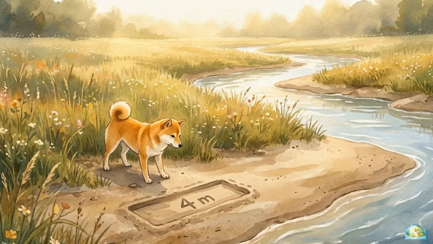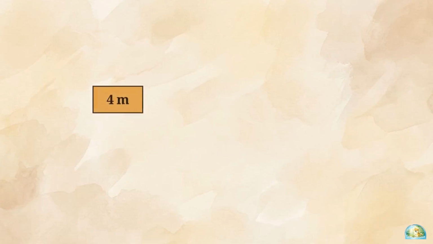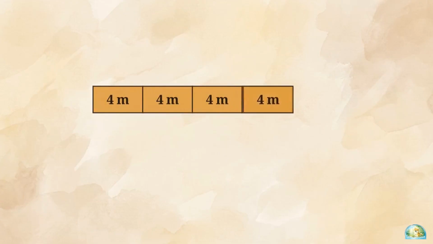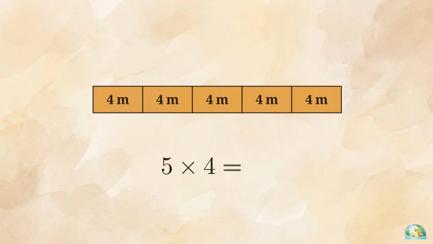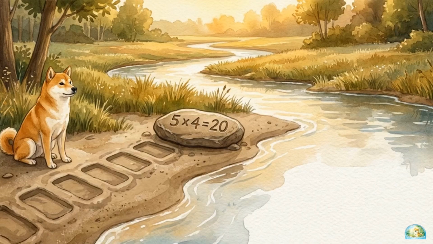At the river path, the burrow tunnel is 4 meters long, but the path itself is 5 times as long. How long is the river path? 5 times as long requires 5 continuous copies of that 4-meter length. We multiply. 5 times 4 equals 20. The river path is 20 meters long because 5 times 4 equals 20. Whether counting individual acorns or measuring continuous lengths, the structural rule of multiplicative comparison remains the same.